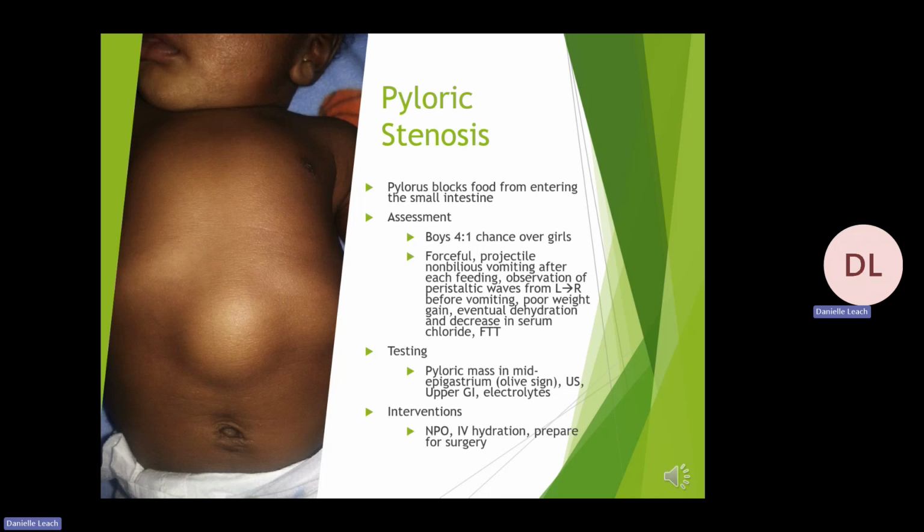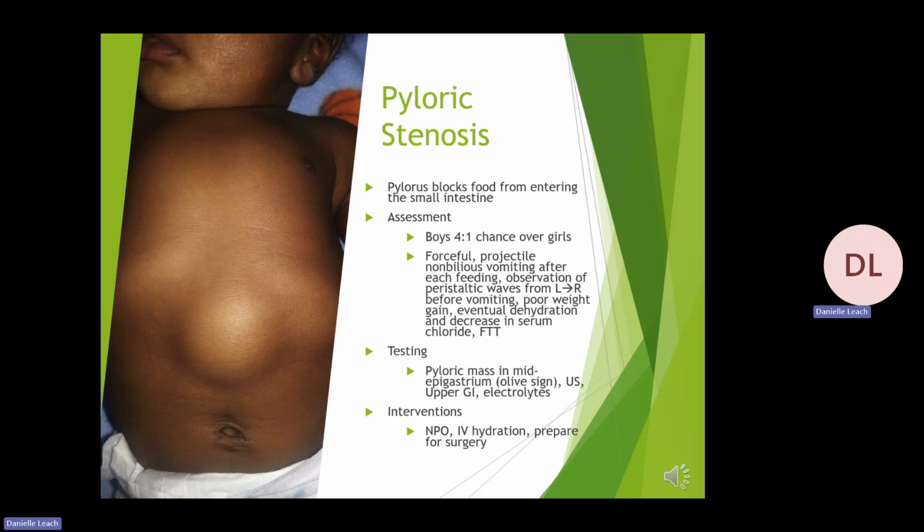Interestingly enough, boys have a 4-to-1 higher chance over girls of having the disorder, and it is even higher if the mother actually had the disease as an infant as well. The hallmark symptom of pyloric stenosis is extremely forceful projectile vomiting, like literally vomiting that will go across the room. They can have vomiting after each feeding.